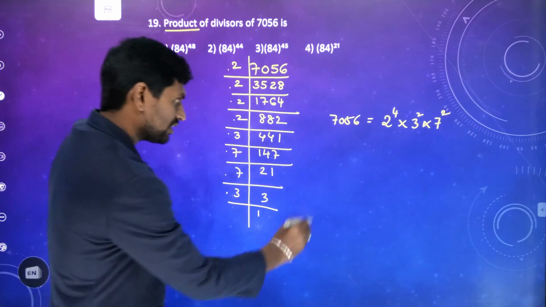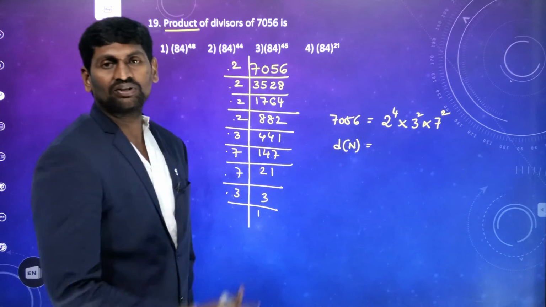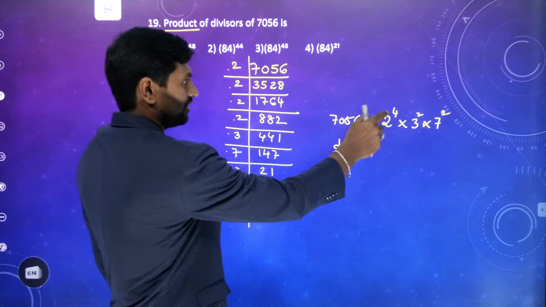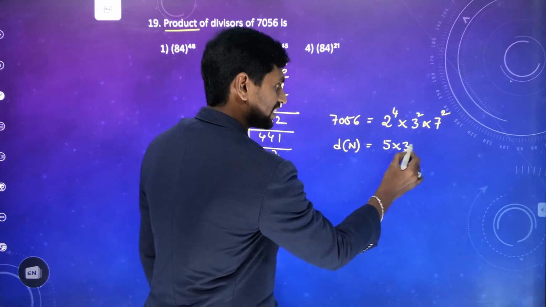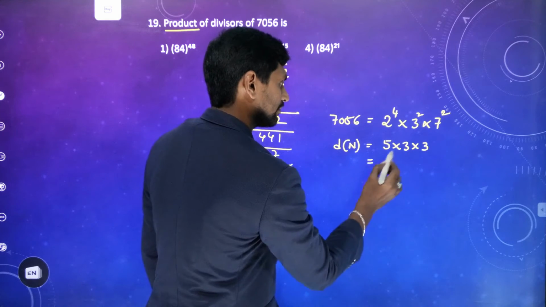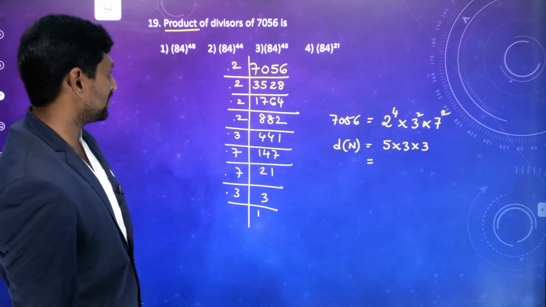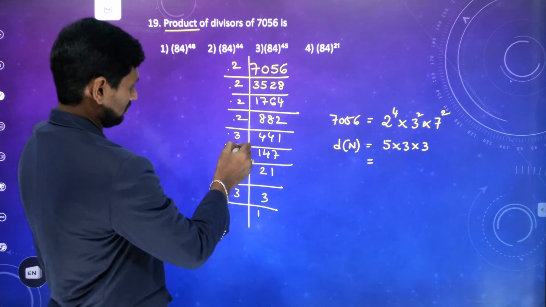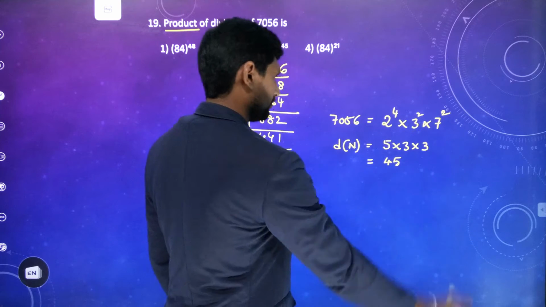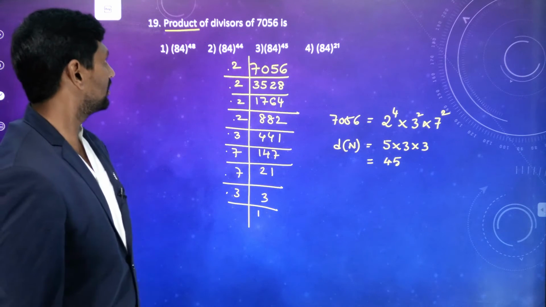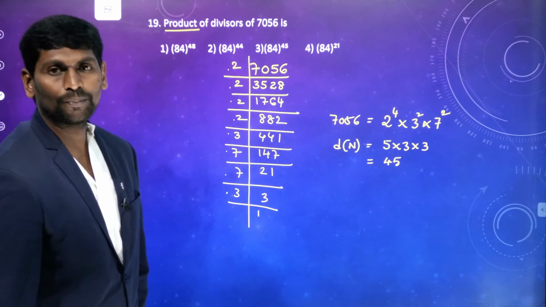7 square. Now the number of divisors of a number, we just use the exponents. I am writing the direct answer: 4 plus 1 is 5, 2 plus 1 is 3, and 2 plus 1 is 3. How many are there in total? 9 5s are 45.